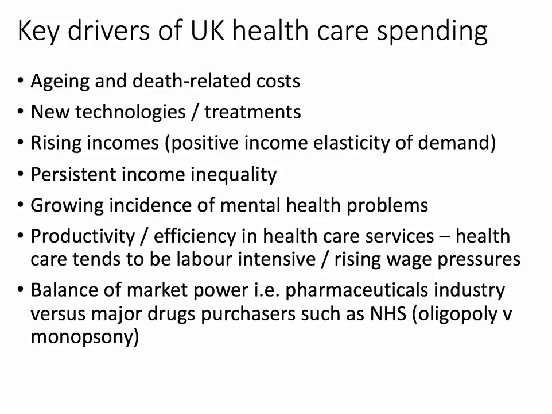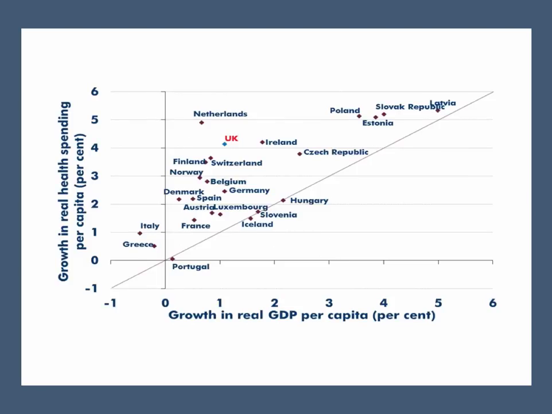Just a thought about mental health. The King's Fund, one of the best sources of information on this, thinks that mental health costs, including dementia, will rise nearly 50% from 2017 to 2026. Here's a chart showing the growth in real health spending per capita relative to the growth in real GDP. You can see here there's a relatively strong positive income elasticity of demand for healthcare generally.